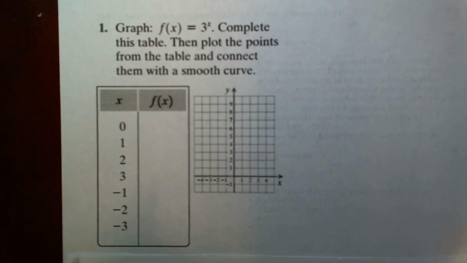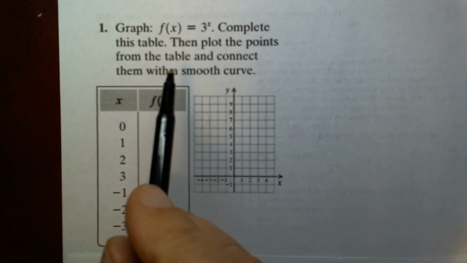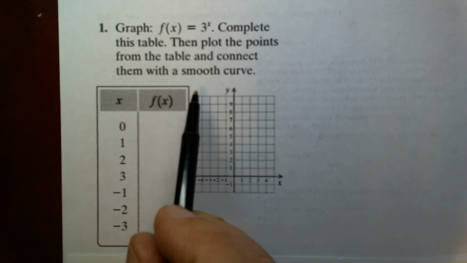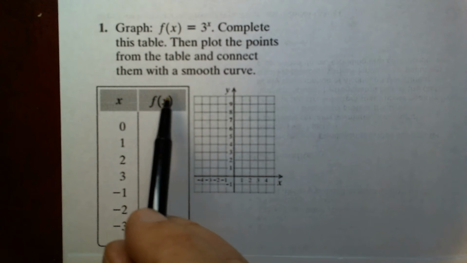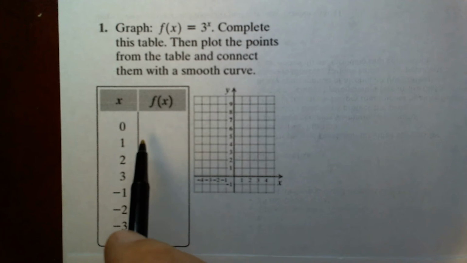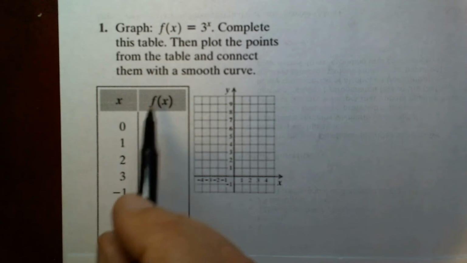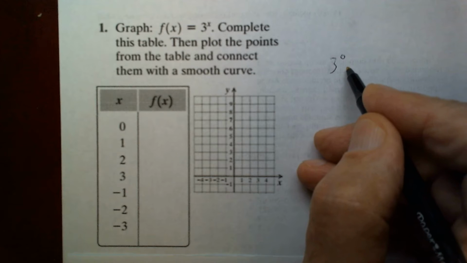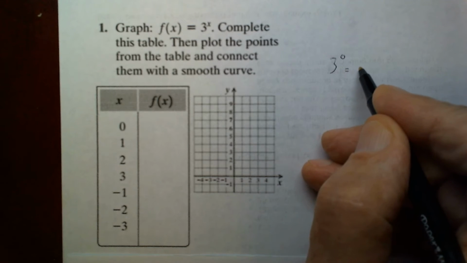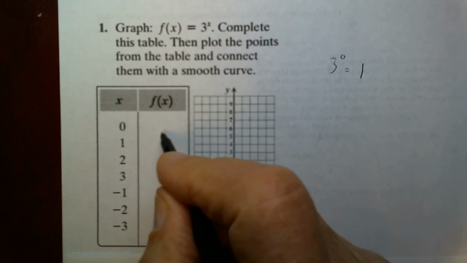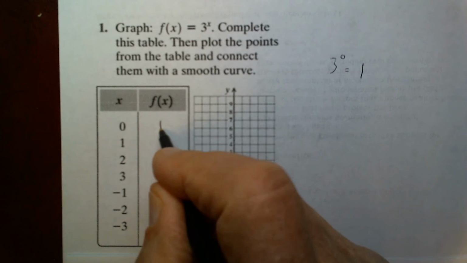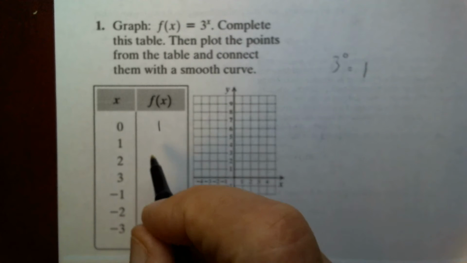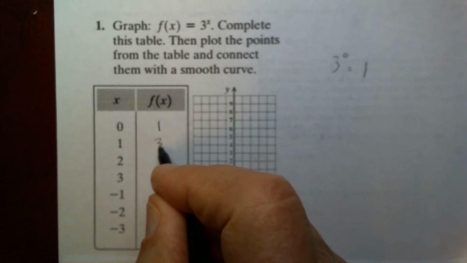For example, to graph f of x equals 3 to the x, we complete the table, and these will be our ordered pairs. Then we plot the points from the table and connect them with a smooth curve. So this means we replace x with 0, and 3 to the 0 power, of course, is 1. So f of 0 equals 1. And when x equals 1, f of 1 equals 3 to the 1, or 3.